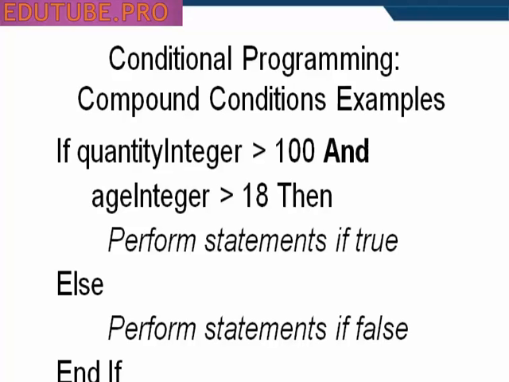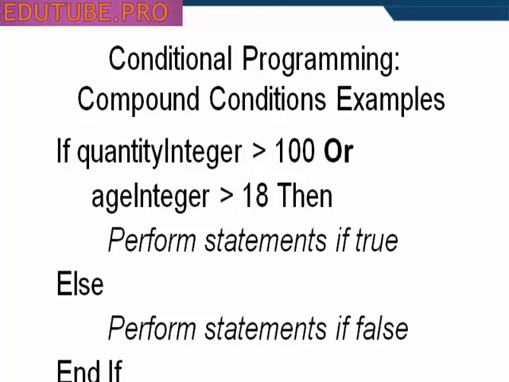That is, the AND compound or logical operator requires that both of these conditions be true in order for the entire if-then statement to be considered true. If either the quantity integer or the age integer did not meet the condition being sought, then the else would take over and the statements placed immediately after the else statement would then be performed.